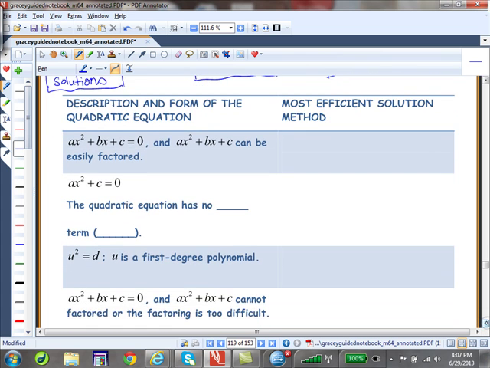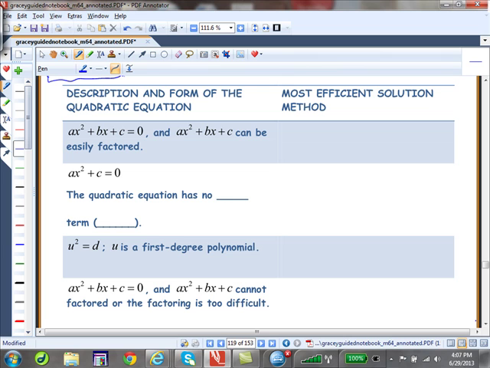So here are some tips, because now you have a few different ways to solve quadratic equations. If you can easily factor once you get 0 on one side and everything else on the other, then I would probably, if you're good with factoring, factor and use the zero product principle.